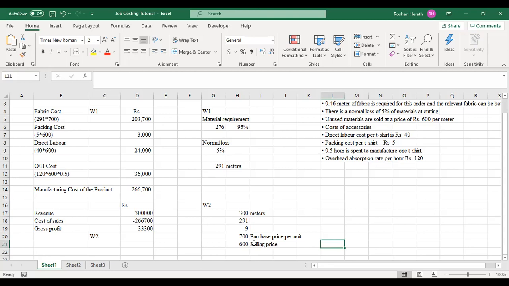So if you have abnormal loss in the process, that is something we charge to the P&L. Under the other expenses, we must take that. So here you can see that there is a kind of loss. You bought it at 700, you sell it at 600. So what you cannot recover is 100 per unit. So the abnormal loss in the process is going to be 9 units multiplied by 700 minus 600.